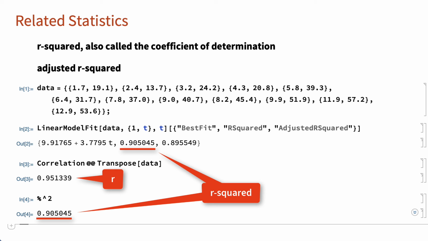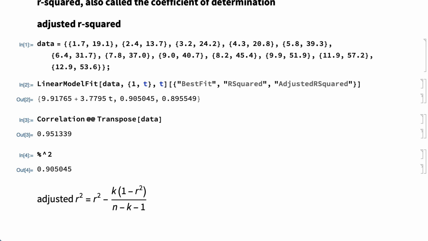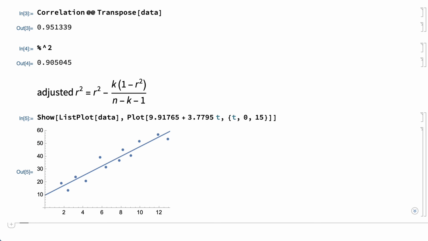The adjusted r squared statistic is given by this formula, where n is the number of data points and k is the number of non-constant functions in a linear combination of functions used to fit the line. When fitting a straight line to the data, k is equal to 1 and the adjustment is usually small. Adjusted r squared is primarily of interest when fitting a linear combination of several functions to the data, where it measures the extent of correlation beyond what would be expected for random data. Here's a plot of the data and the best fit line computed by the linear model fit function. The general topic of fitting data to a line is explored in more detail in the next section.